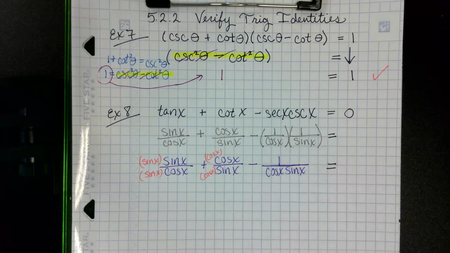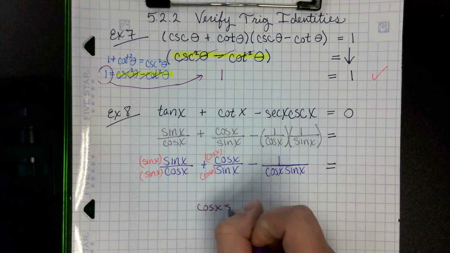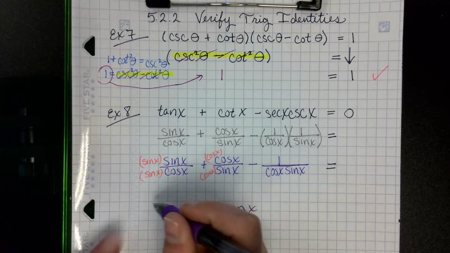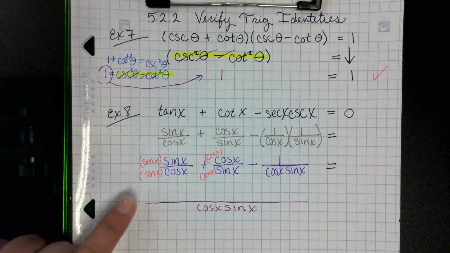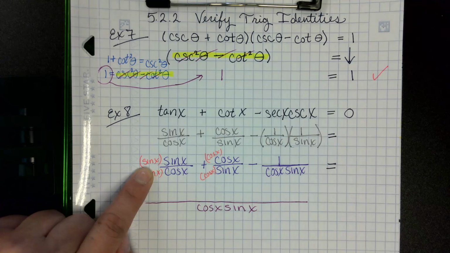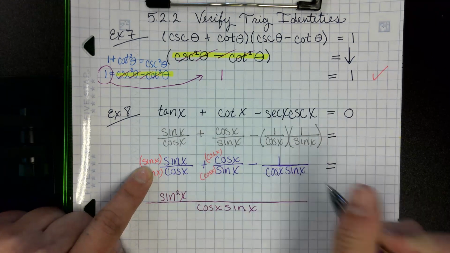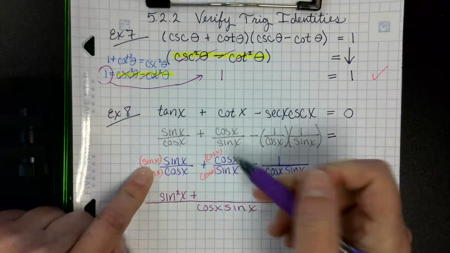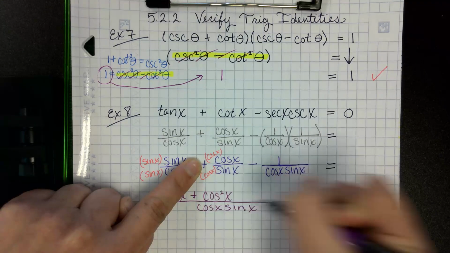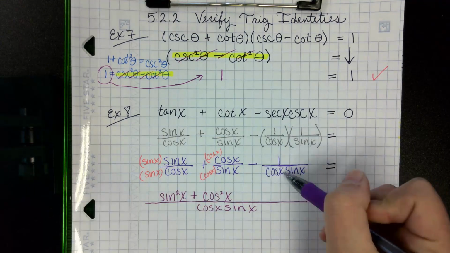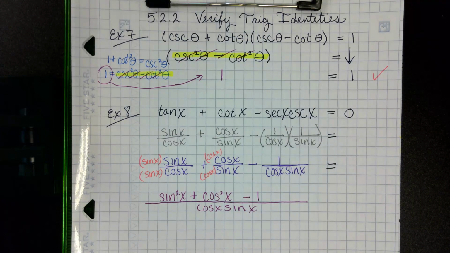So I'm going to make it one single common denominator of cosine x, sine x. And the numerator is going to be what I get when I multiply these. So first one I have sine x times sine x. That is sine squared x. Plus cosine x times cosine x is cosine squared x. I didn't multiply the third one, so it's just minus 1. And it's going to equal whatever is on the right.